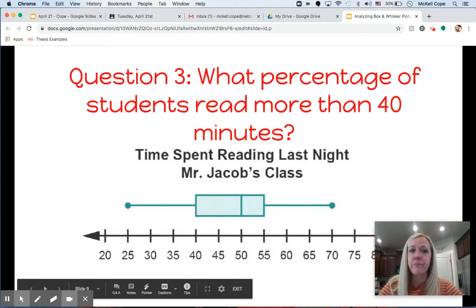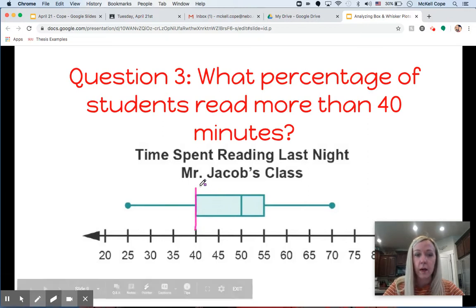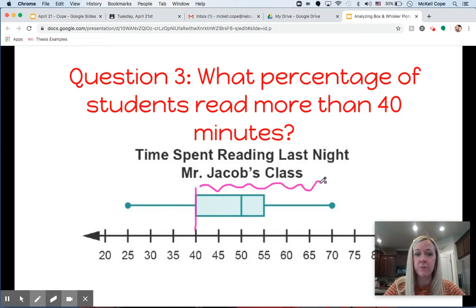Question 3. What percentage of students read more than 40 minutes? So again, let's identify where the 40-minute mark is. And it wants to know what percentage of students read above that. So I'm going to go from the 40 line all the way up to the highest number. So how many sections of 25 are there in that range of data? Well, we have 1 that represents 25%.